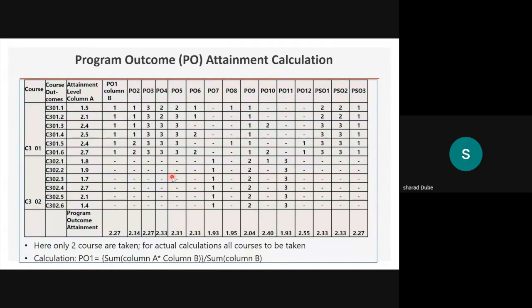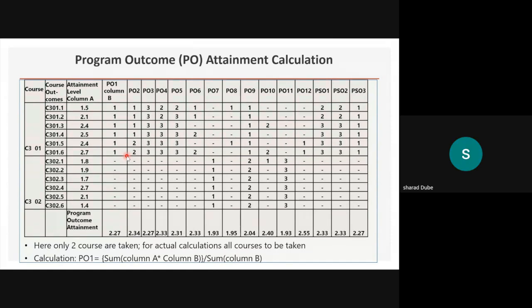But for a single subject, if you want to calculate the PO attainment, then I think it will be only for the C301 row. Yes, then it will be only for that course. And we'll write that this is the contribution of this subject to the overall PO attainment. So we'll basically represent the calculation as the PO contribution of this subject to the overall PO attainment.